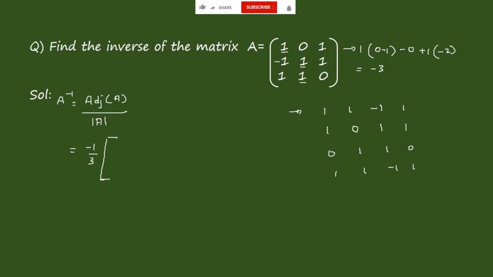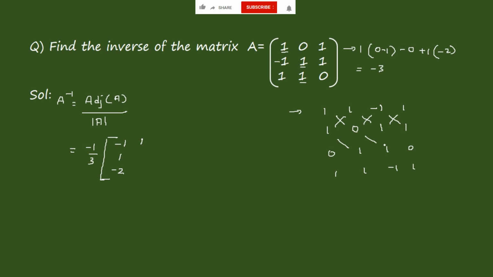Right. Now we will consider each term as a 2 cross 2 matrix and multiply. It becomes 0 minus 1. So it becomes minus 1. And multiply these two, 1 minus minus 1. So it becomes plus 1. Right. So again minus 1, minus 1. It becomes minus 2. Then this one is nothing but 1.